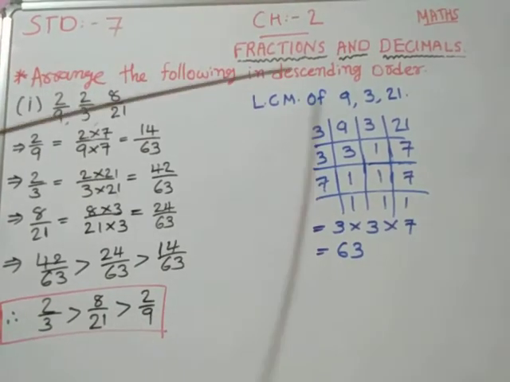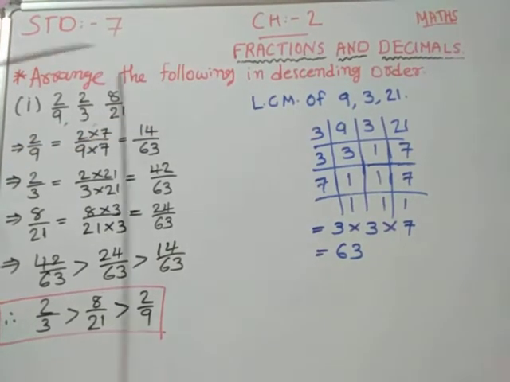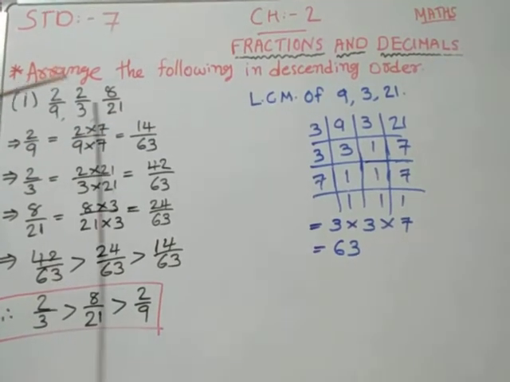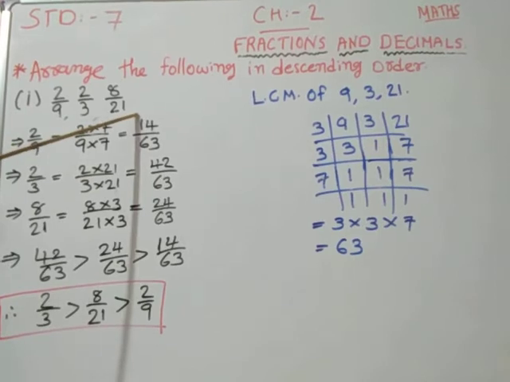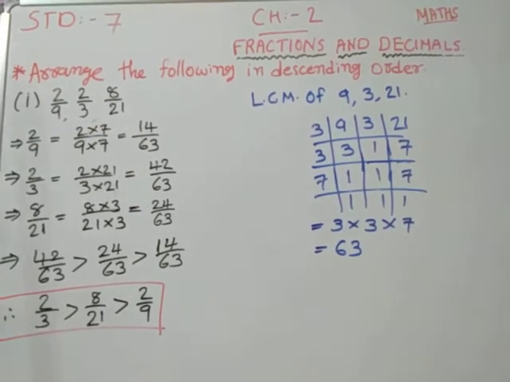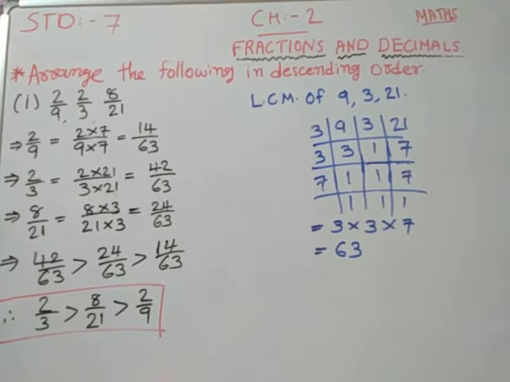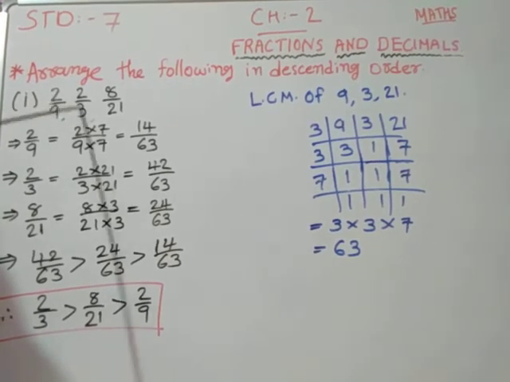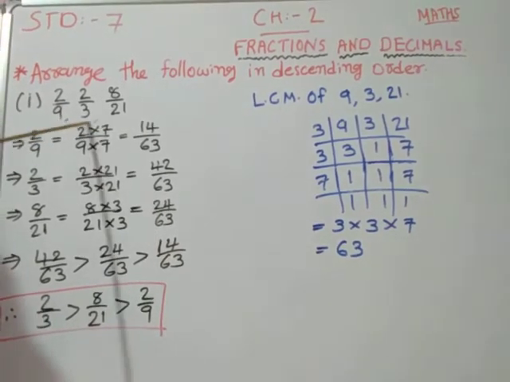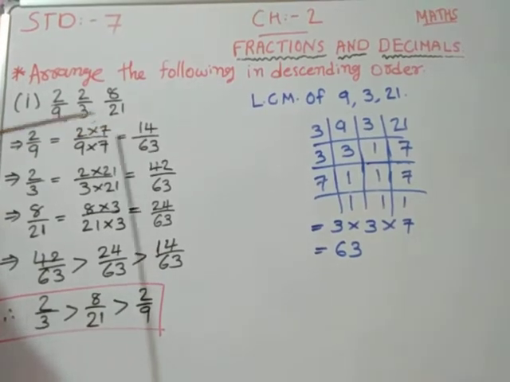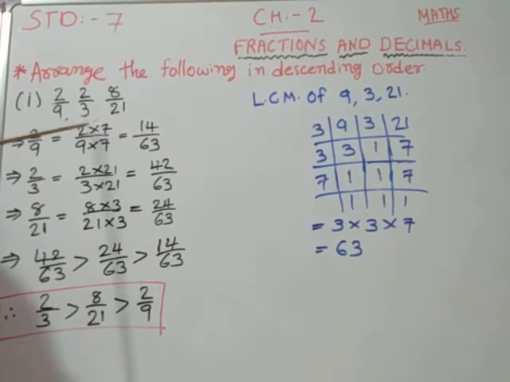Arrange the following in descending order. The numbers given are 2 upon 9, 2 upon 3, 8 upon 21. Now you have to arrange these numbers into descending order. To arrange the numbers in descending order, first we have to make all the denominators same. To make all the denominators same, we have to find out the LCM of these three denominators.